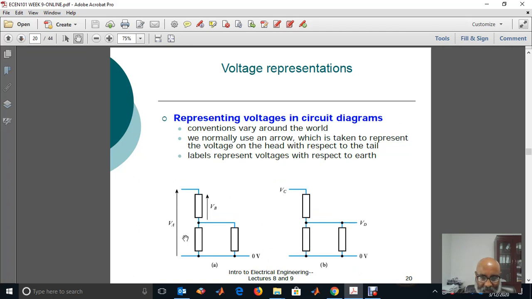For example, if you see here, the voltage at this point, because this is an arrow, remember, the head of the arrow shows the higher potential and the tail shows the lower potential, and the voltage at this point with respect to the ground is VA. And we have the voltage here across this element, VB.